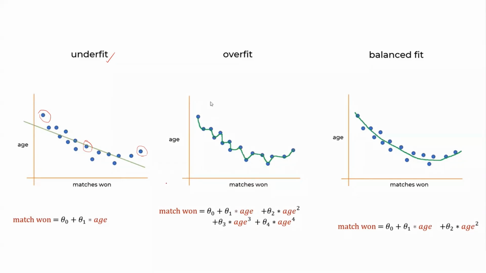Okay. But if we want a balanced fit, if this is underfit and this is overfit, there has to be something in the middle, right? So we'll try to balance the underfit and overfit scenario. With a balanced fit, you can say that the line will eventually pass through the middle of all of these points without either touching each and every point, or ignoring some of the points. Okay, so this is your balanced fit.